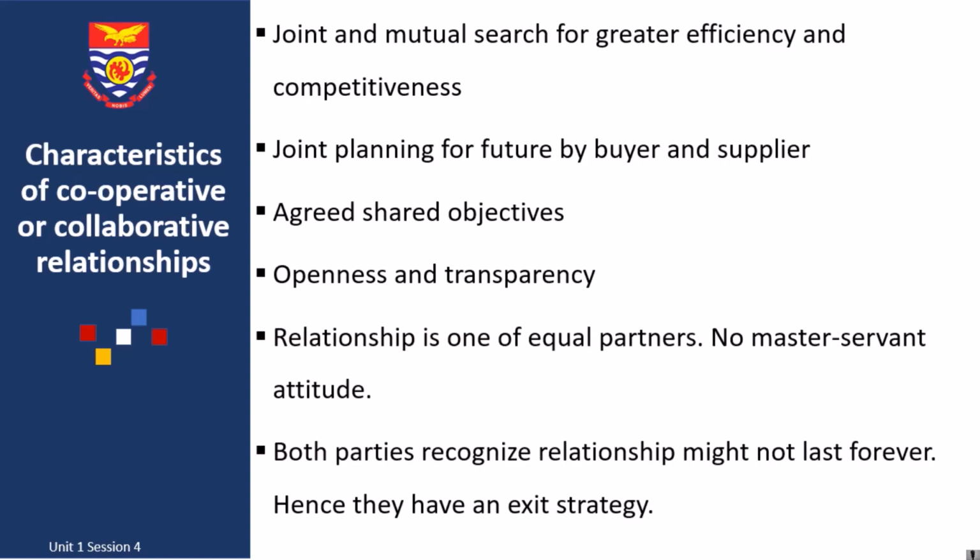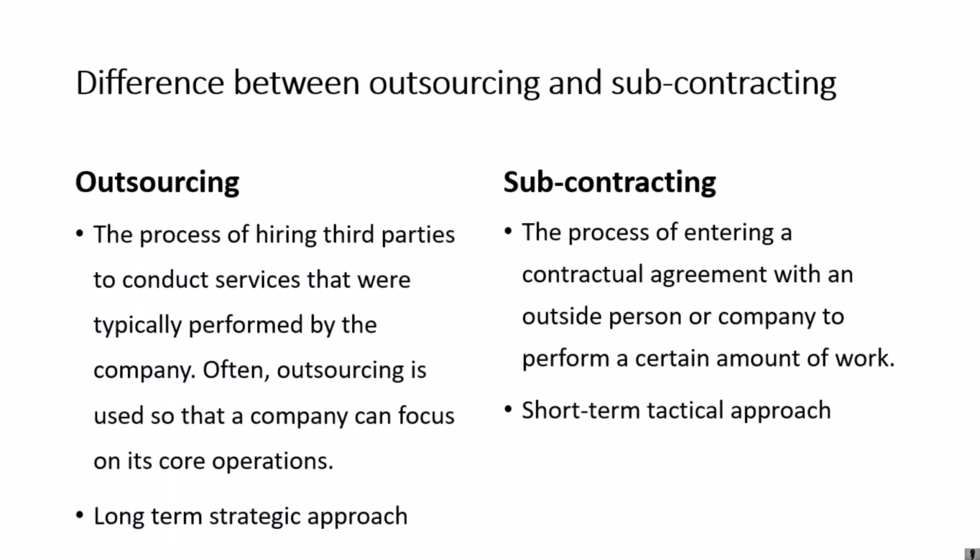Cooperative or collaborative relationships are characterized by joint and mutual search for greater efficiency and effectiveness. They are also characterized by joint planning for the future by the buyer and supplier, as well as agreed shared objectives, openness and transparency, and relationships of equal partners. There is no master-servant attitude since there is no leverage or exploitation, and both realize that the relationship might not last forever, so both parties come together to jointly agree on an exit strategy, which leads to little or no conflict when the relationship comes to an end.